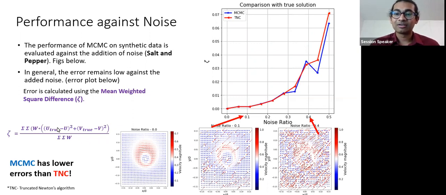And looking at the plot on the top, it has noise ratios on the x-axis and the zeta values on the y-axis. I have plotted the trends for both minimization with MCMC, which we have developed, and traditional minimization. I have accomplished traditional minimization by using the classical truncated Newton's algorithm. So we can notice that until a noise ratio of about 0.3, both the techniques are in agreement with one another and the errors are pretty low. However, at high noise values, both the techniques diverge, and MCMC appears to be doing slightly better than regular minimization, which can be seen in blue.